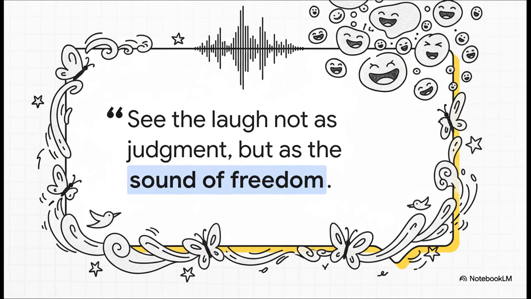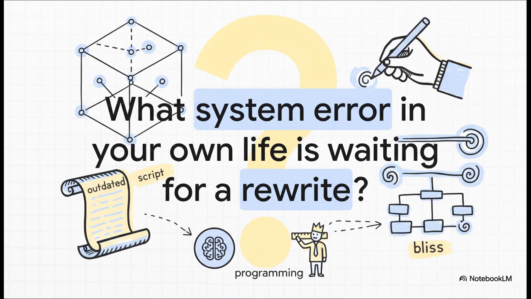It's such a powerful shift in perspective, right? The goal is to see these raw, unfiltered expressions not through the lens of your own ego or fear, but to see them for what they truly are, the sound of a nervous system that finally feels free enough to be completely and totally honest. And that's really what this is all about. This framework goes way beyond just bliss or intimacy. It's about understanding your own programming. You are the architect. You hold the blueprint. So I'll leave you with this question. What outdated script, what system error in your own life is ready for a rewrite?